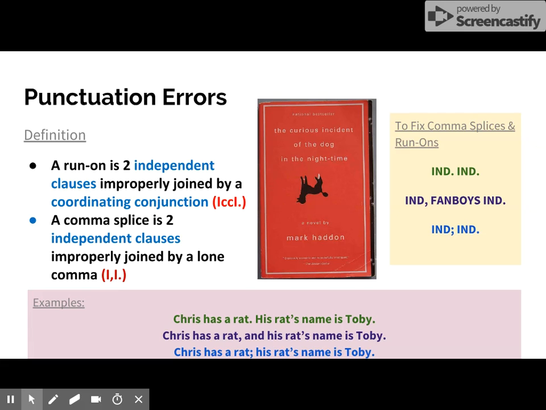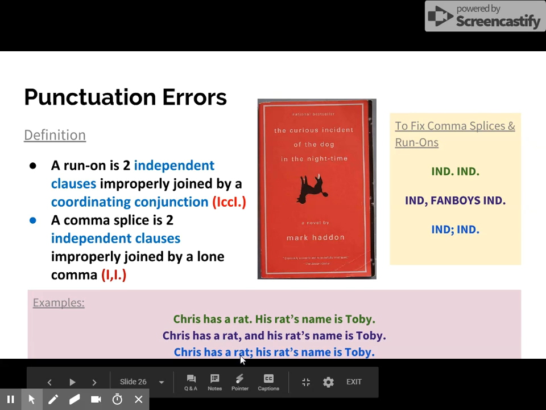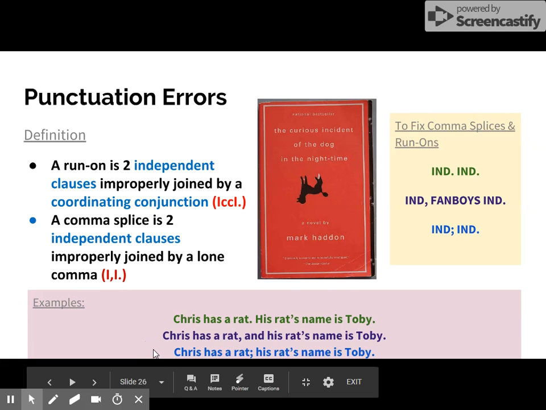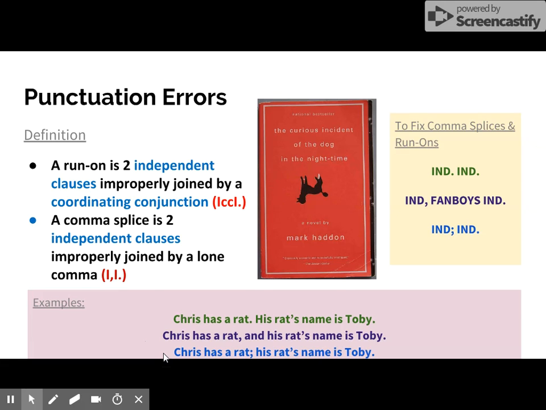However, if I want to join them so that instead of having two simple sentences, I now have one compound sentence, I could use a comma plus my fanboy and here. Chris has a rat and his rat's name is Toby. Both of those clauses have equal weight in that sentence. Now, if I wanted to combine them using a semicolon, I could do that here because both of these ideas are related. I could say Chris has a rat; his rat's name is Toby.